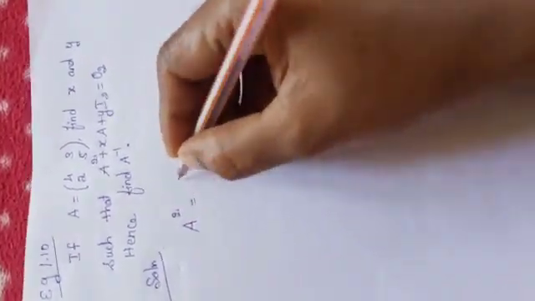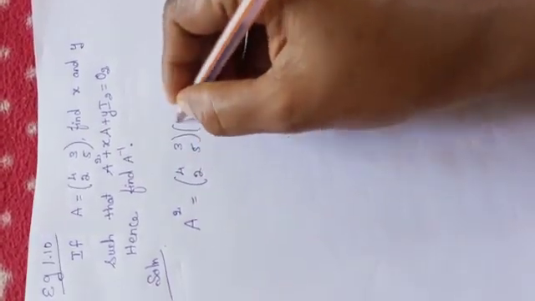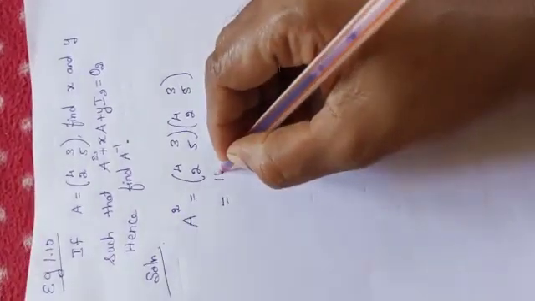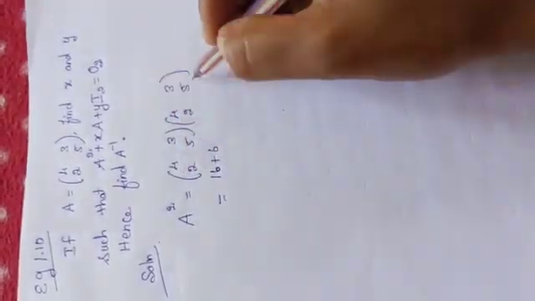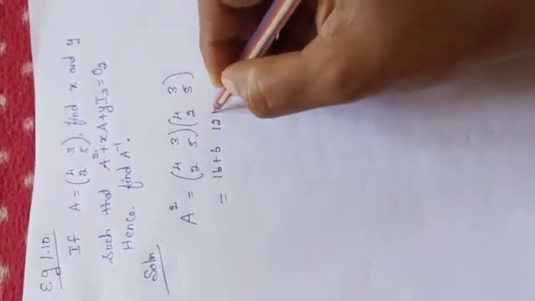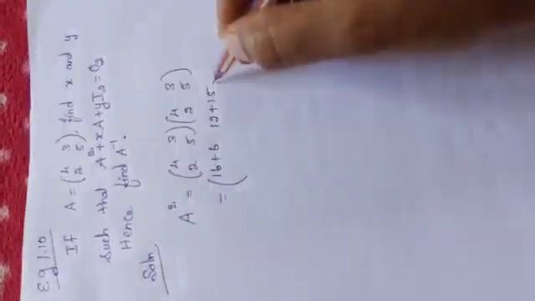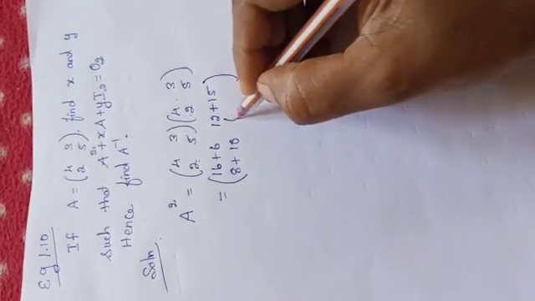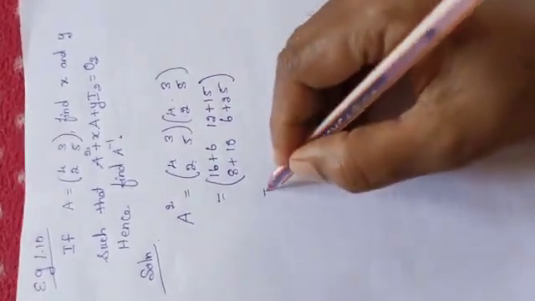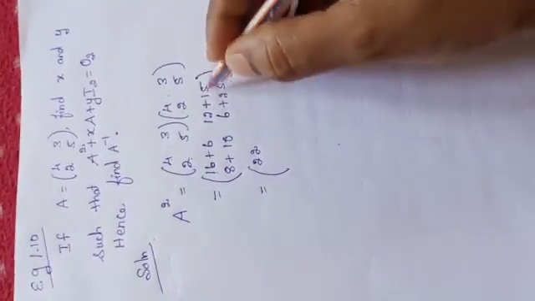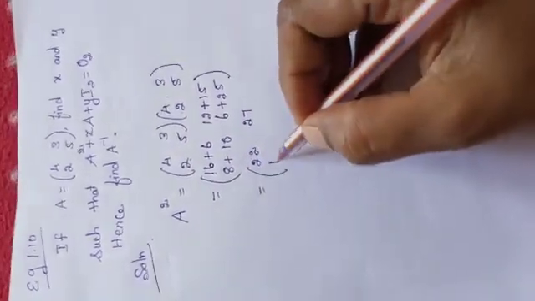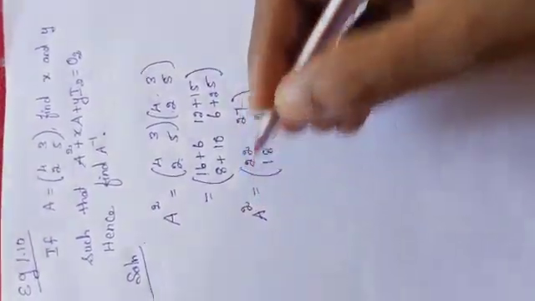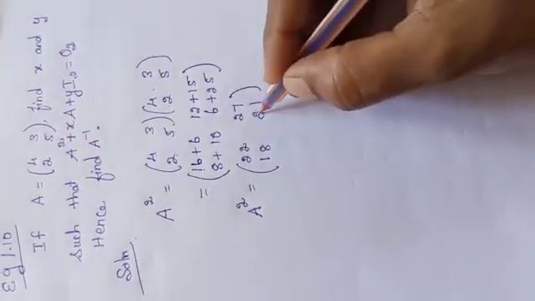A square is equal to the matrix 4, 3, 2, 5 into 4, 3, 2, 5. Matrix we cannot square as it is. See, 4 into 4, 16 plus 3 into 2 is 6. Now first row, second column: 4 into 3, 12 plus 3 into 5, 15. Now first row completed, second row: 2 into 4, 8 plus 5 into 2, 10. 2 into 3, 6 plus 5 into 5, 25. Add these values: 16 plus 6, 22. 12 plus 15, 27. 8 plus 10, 18. 6 plus 25, that is 31. So we have got A square.